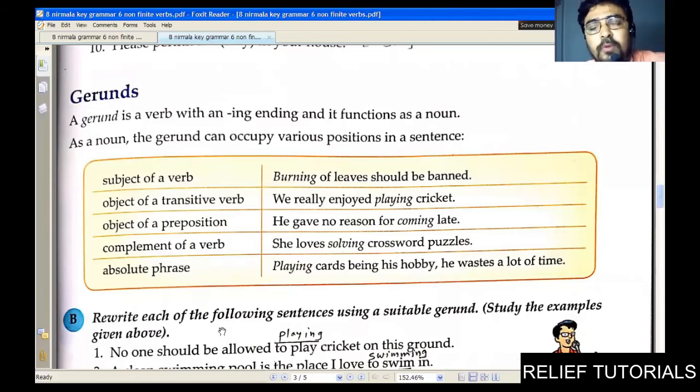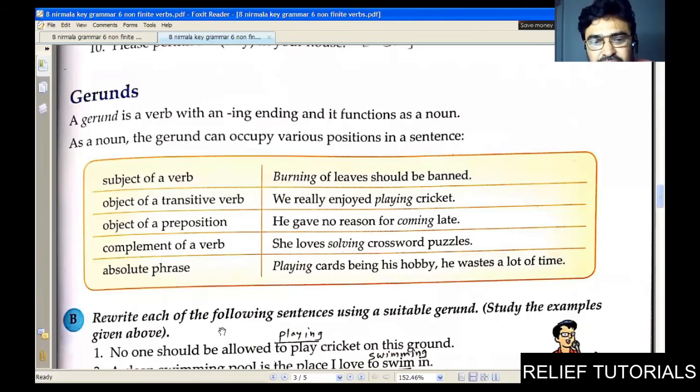After the verb to be, am, is, are, was, were, if a gerund or a noun comes, it would be called the complement of the verb. So these are various places where a pure noun is possible, and verb with ing would work as a noun and be called a gerund. Examples are given over there.